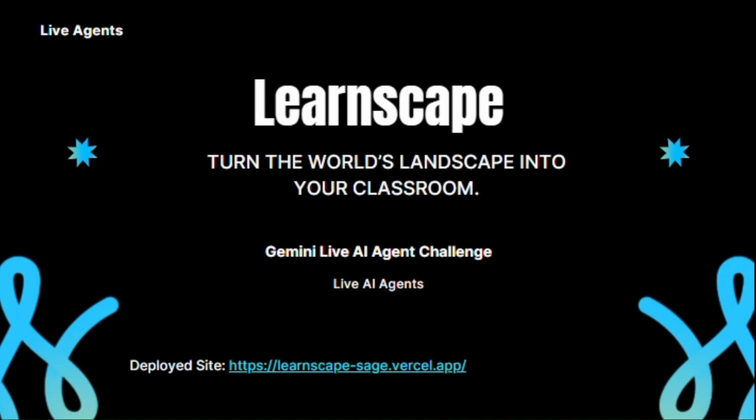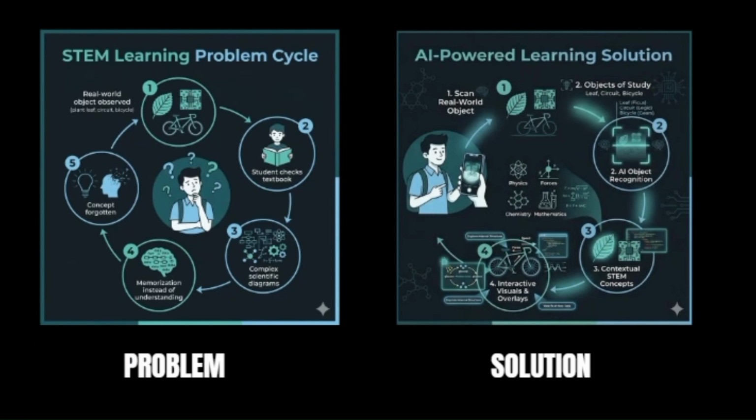Introducing Learnscape, turning the world's landscape into the classroom. So, before we move on to the demo, let's quickly understand the problem. Traditional STEM learning often leads to memorization rather than understanding because students struggle to connect these abstract concepts to real world objects. Here, we are solving the problem by using a multimodal AI agent that can see the world and observe the objects and generate contextual science and maths explanations with interactive visuals.